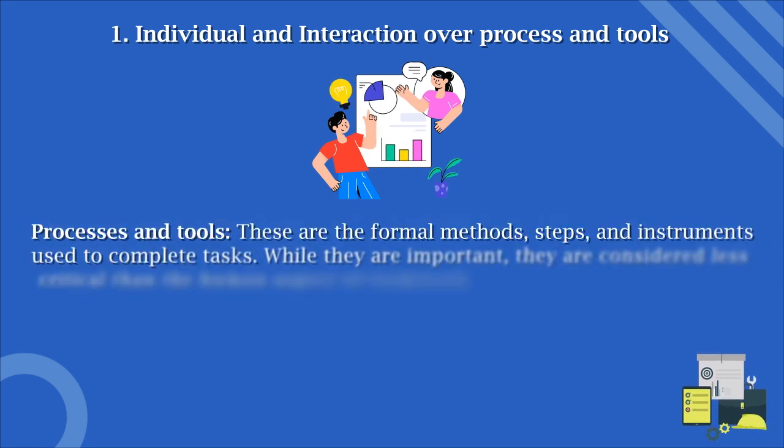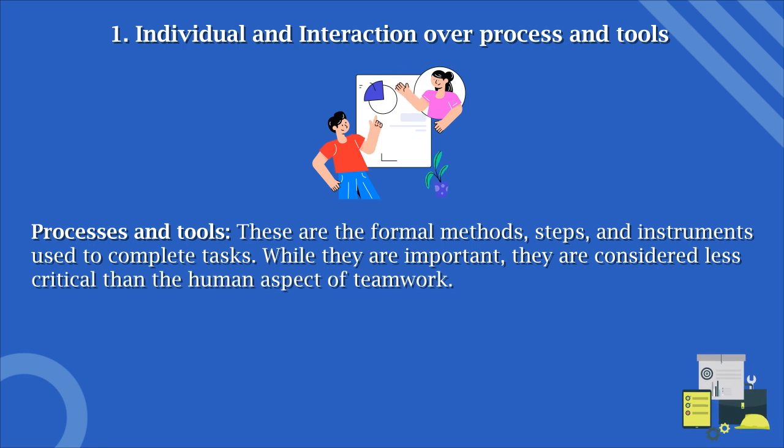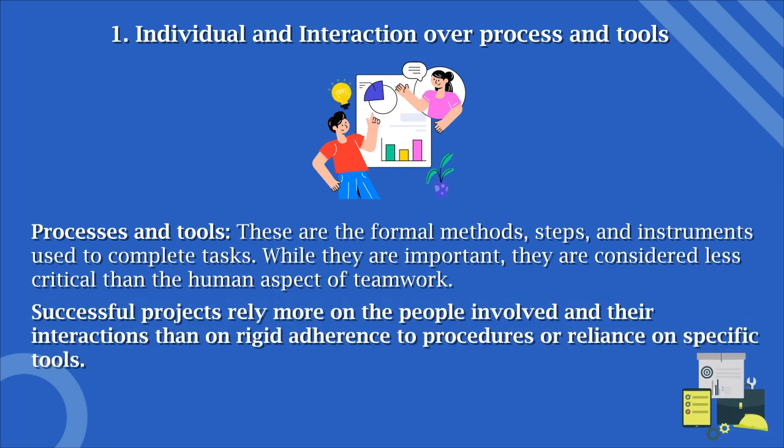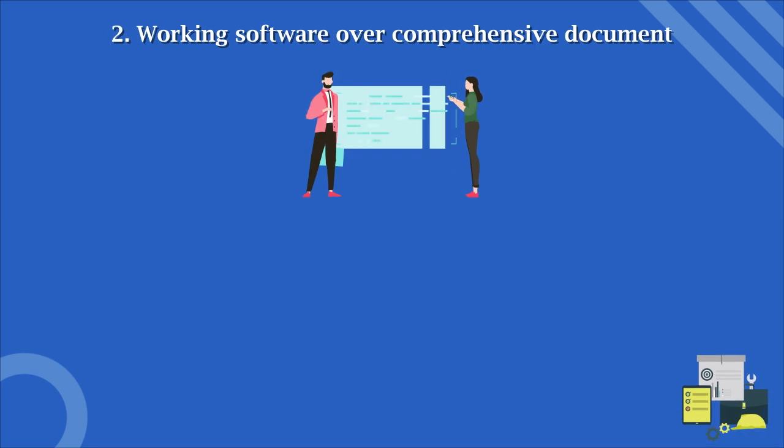Process and tools, these are the formal methods, steps and instruments used to complete tasks. While they are important, they are considered less critical than the human aspects of teamwork. Successful projects rely more on the people involved and their interactions than on rigid adherence to procedure or reliance on specific tools. Second, working software over comprehensive documentation.